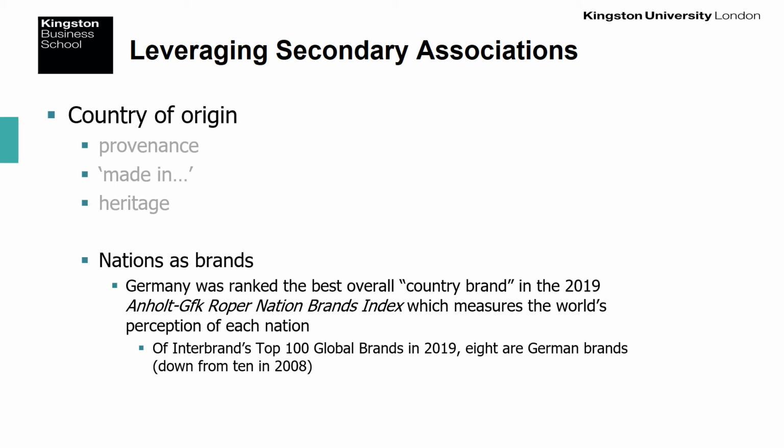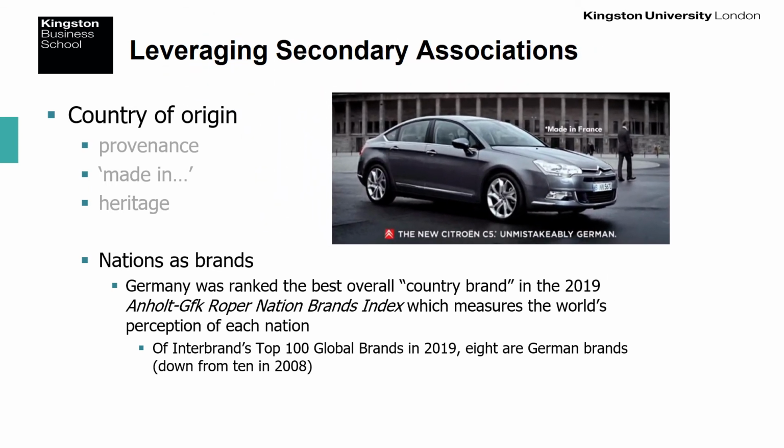And also, if we look at the Interbrand Top 100 global brands, in 2019, 8 of the top 100 are German brands, which is quite a strong showing from any one country. That is, however, down from 10 in 2008. So when we think of Germany, we think of dependability, reliability, engineering excellence. And indeed, this is used by Citroën here, the French car brand, made in France, but unmistakably German.